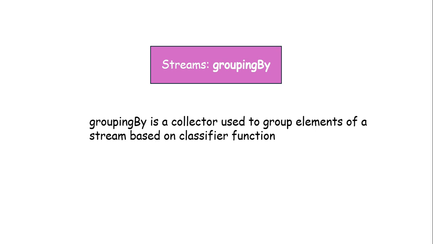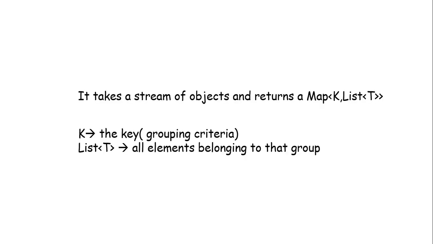Grouping by is basically a collector used to group elements of a stream based on a classifier function. For example, let's say you have a list of employees and you want to group them by the department id. Some of the employees may belong to HR, some to finance, and some to IT, so you have to group them based on the department id.